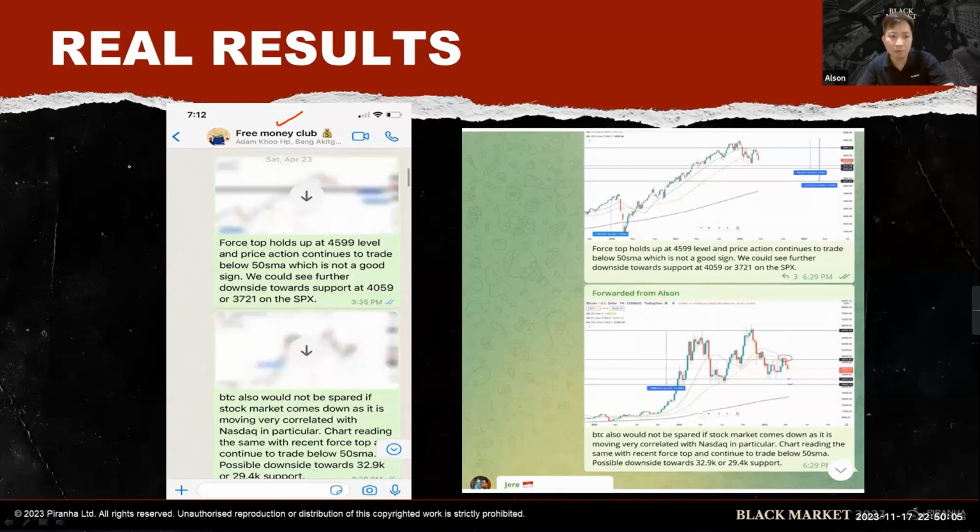So to give you a perspective, last April, I told Adam and Bang and our friends inside that we're likely to see further downside towards the support for the S&P. That was also when I shared with my community in the price action manipulation group. Usually if I see anything interesting about the market, like the market going to crash or a major recovery, I share with my students in the private community group. It's an exclusive chat group for all my price action manipulation students.